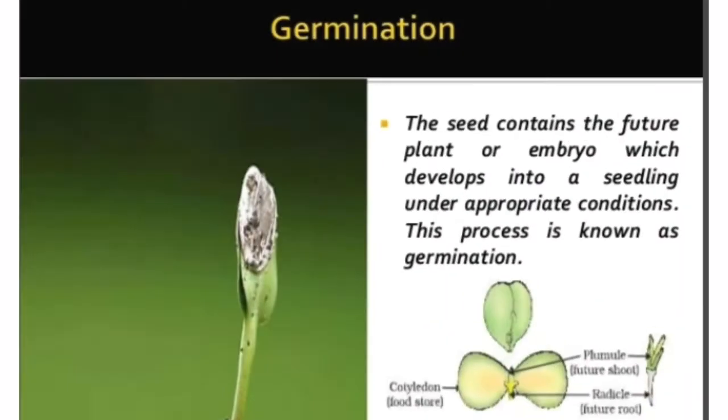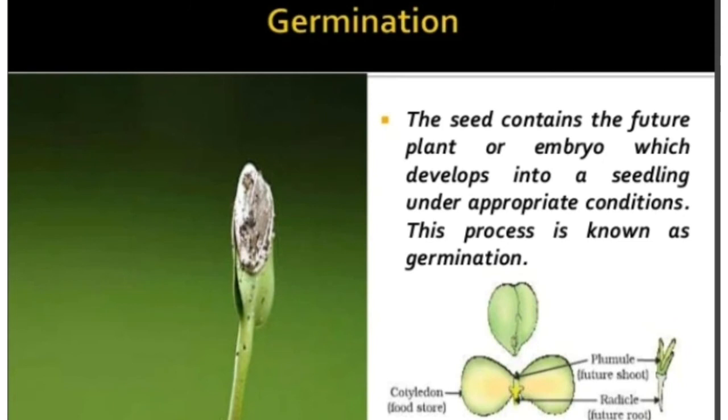The seed contains the future plant or embryo, which develops into a seedling under appropriate conditions. This process is known as germination. I hope you have understood the concept of sexual reproduction in flowering plants.